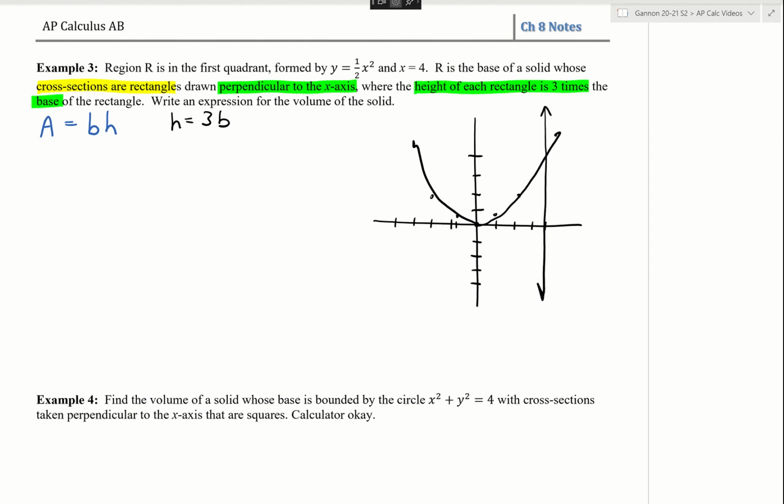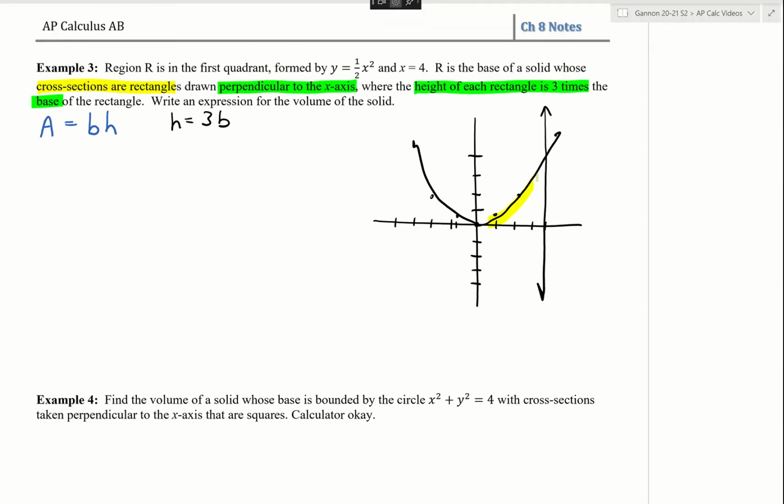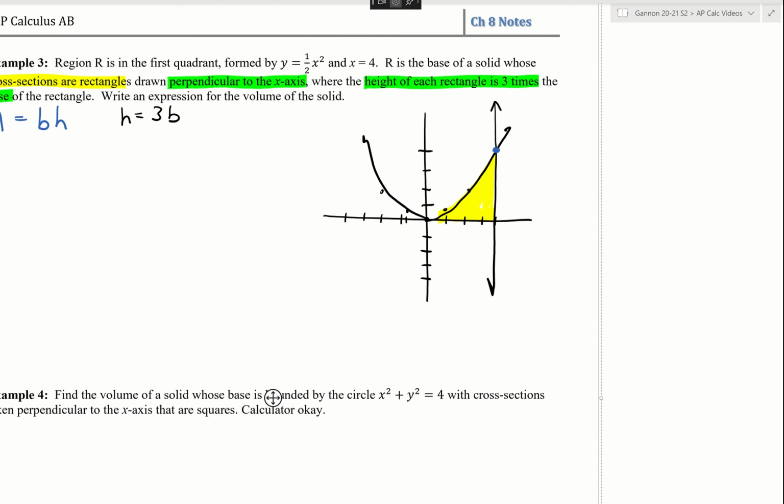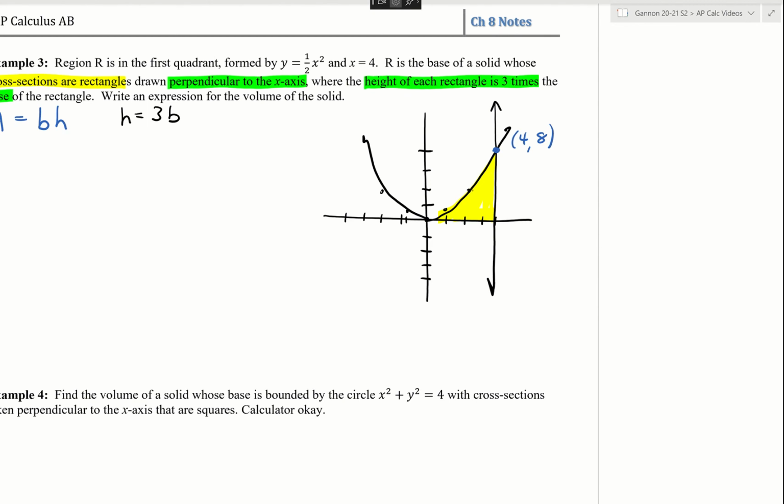Basically what that tells us is that the base of our solid is going to be this area here. Now, this point of intersection, you might be able to figure it out, but the easiest thing to do, guys, really is to just set the equation. So if x is 4, we know that the x coordinate's 4, and then 4 squared is 16, half of 16 is 8. We can just plug that into the formula. So we have (4, 8). Now, we are perpendicular to the x-axis, so we're going to integrate from left to right. And that's going to basically be how we get our formula.